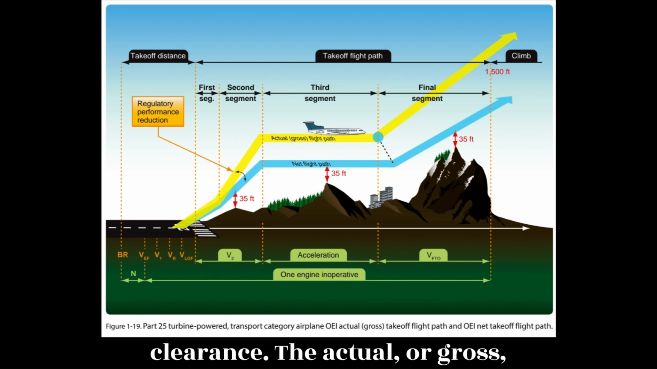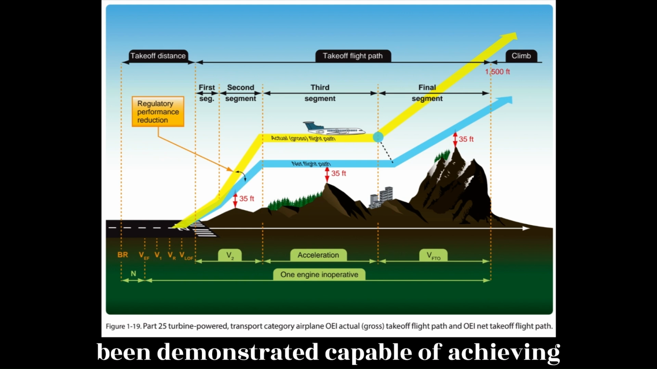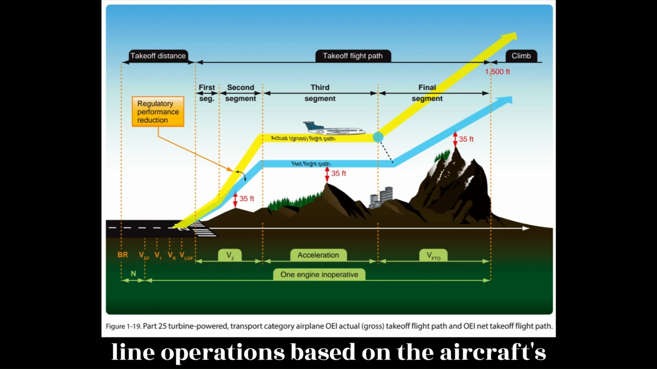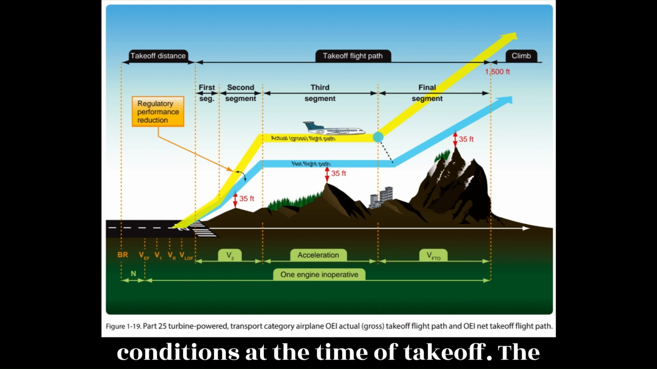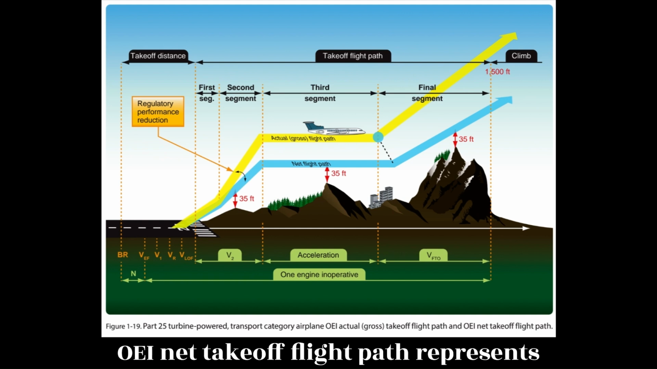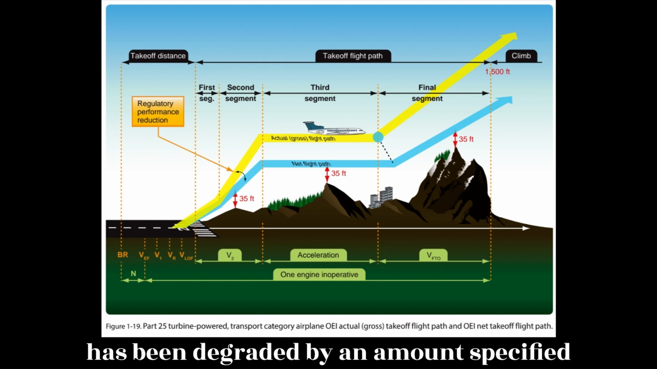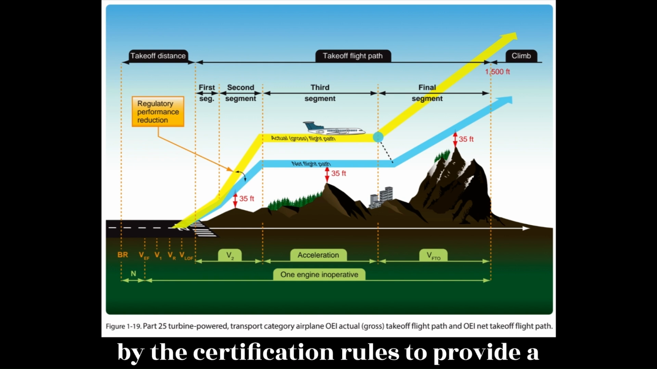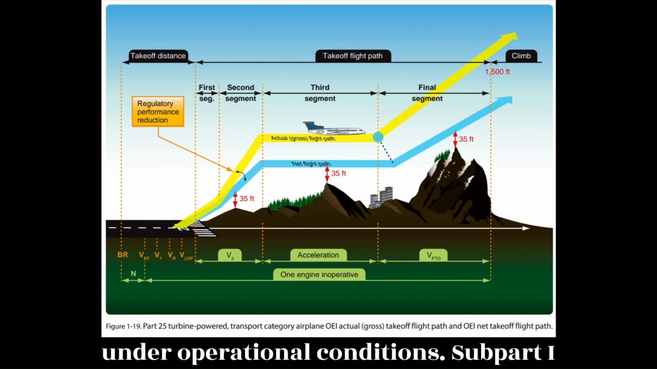The actual, or gross, OEI flight path represents the vertical OEI climb profile that the aircraft has been demonstrated capable of achieving using takeoff procedures developed for line operations based on the aircraft's weight, configuration, and environmental conditions at the time of takeoff. The OEI-net takeoff flight path represents the actual OEI takeoff flight path that has been degraded by an amount specified by the certification rules to provide a safety margin for expected variations under operational conditions.